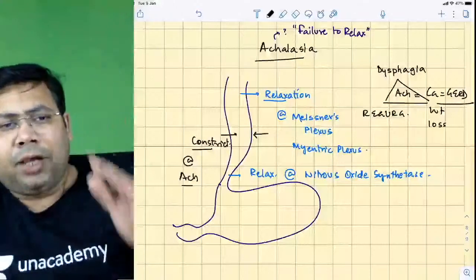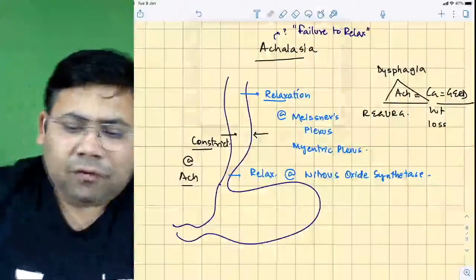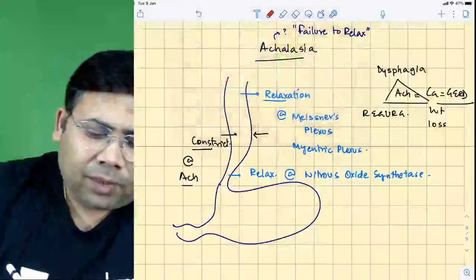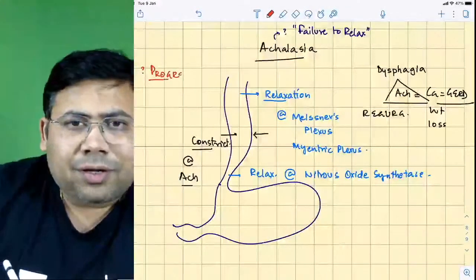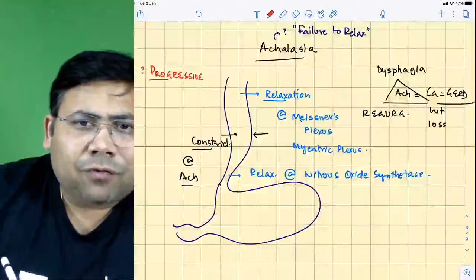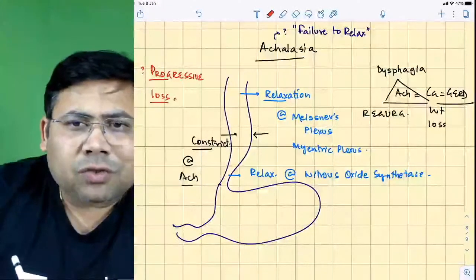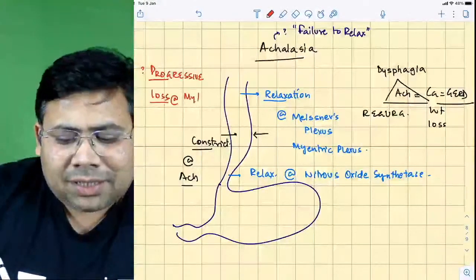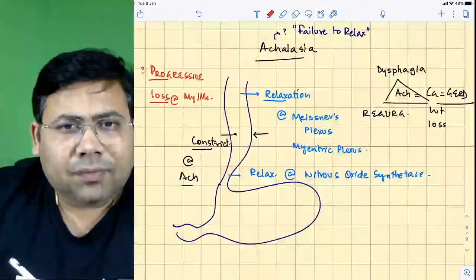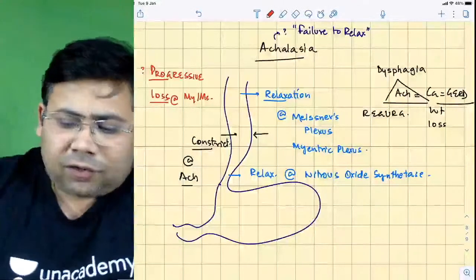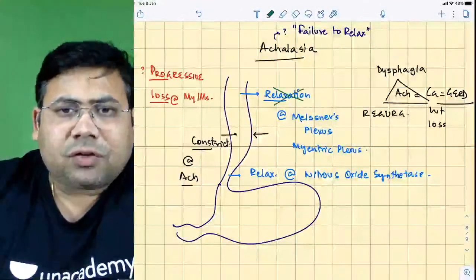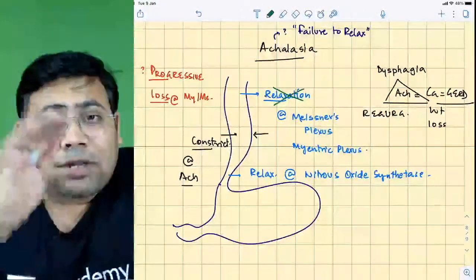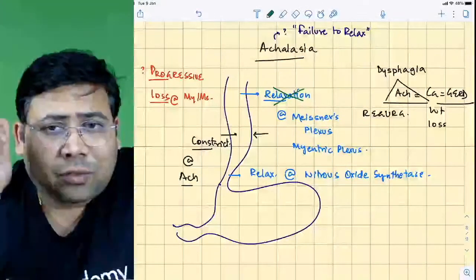Now, we all know what happens in achalasia. In achalasia, there is progressive loss of the Meissner's and myenteric plexus. Is that clear or no? So one factor of relaxation, one pillar that was helping in relaxation, is gone. This is progressive, and that is why dysphagia is also progressive.